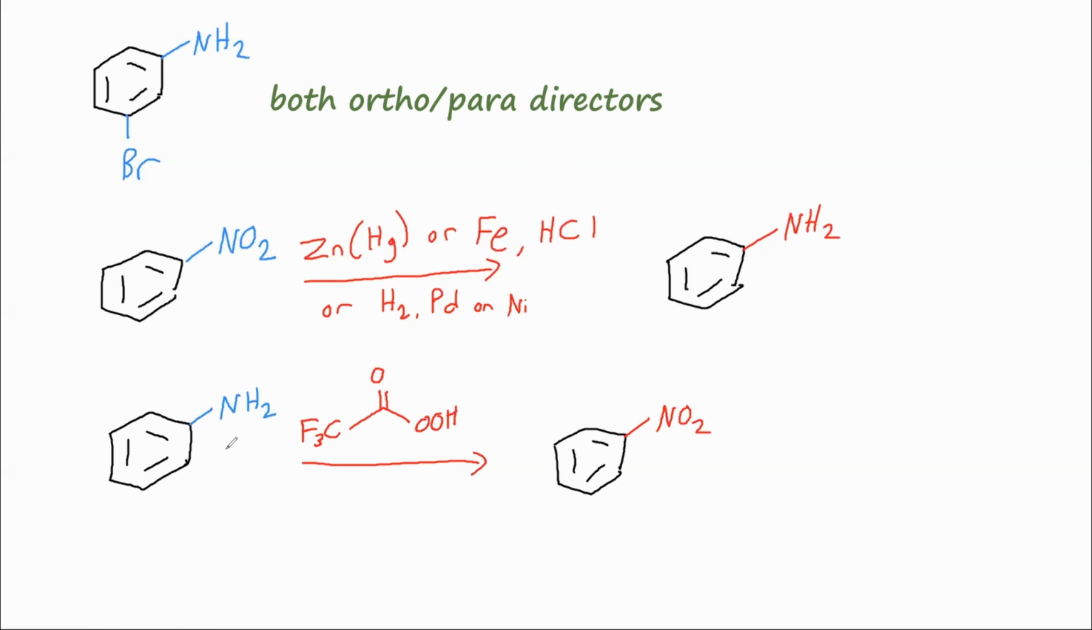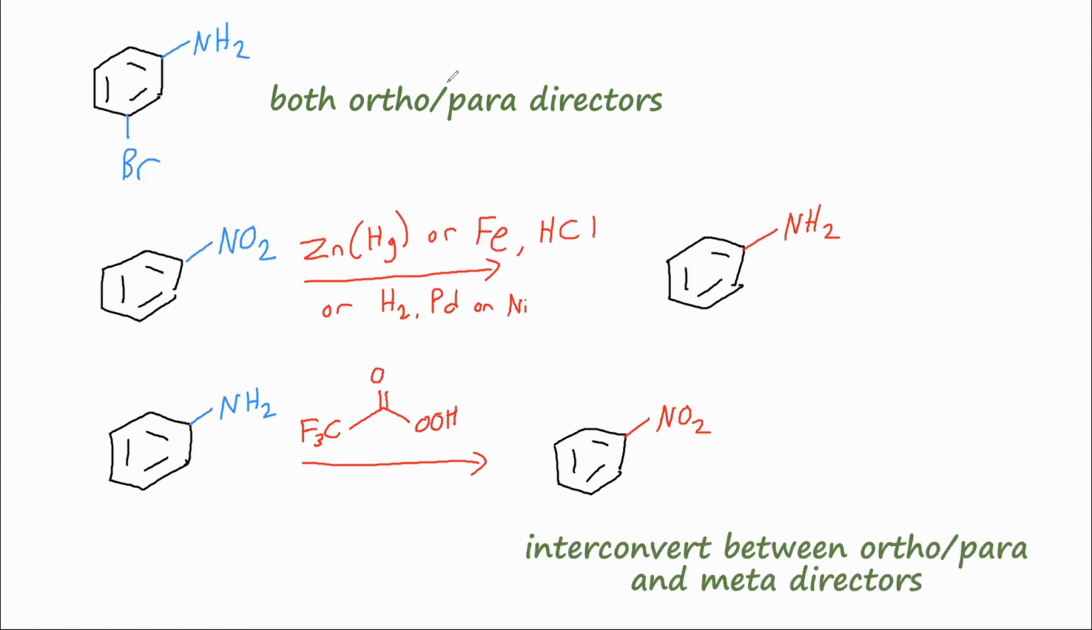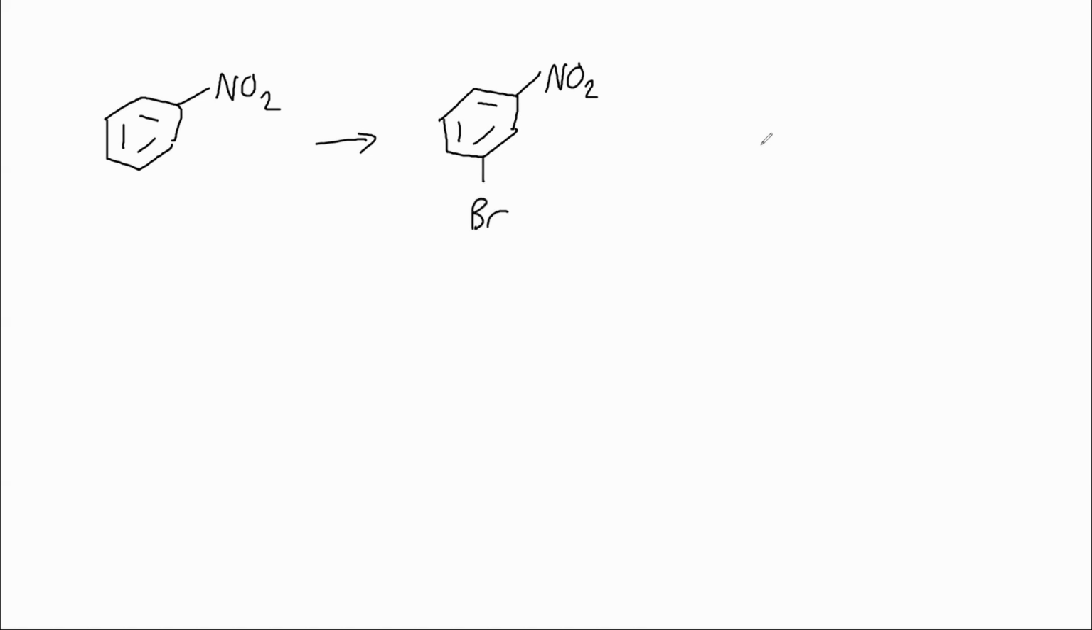What that means is by using these redox reactions, we can interconvert between ortho paradirectors and metadirectors. And if we think back to that original compound, this means that to synthesize it, we could potentially take nitrobenzene, perform an electrophilic aromatic bromination, so that bromine is going to add meta because nitro is a metadirector. And then we can reduce the nitro group to the amino group to form that metabromoaniline product.